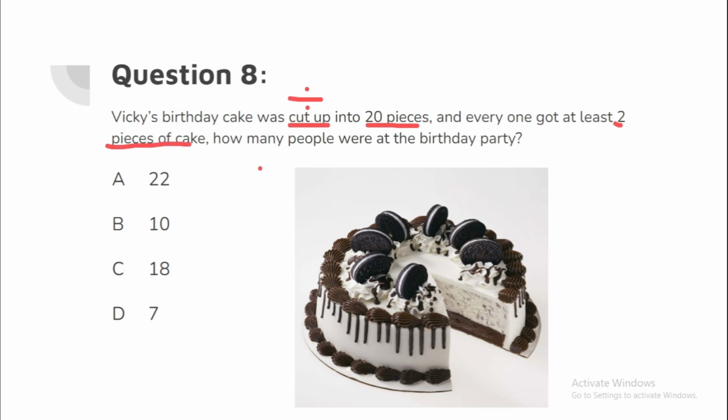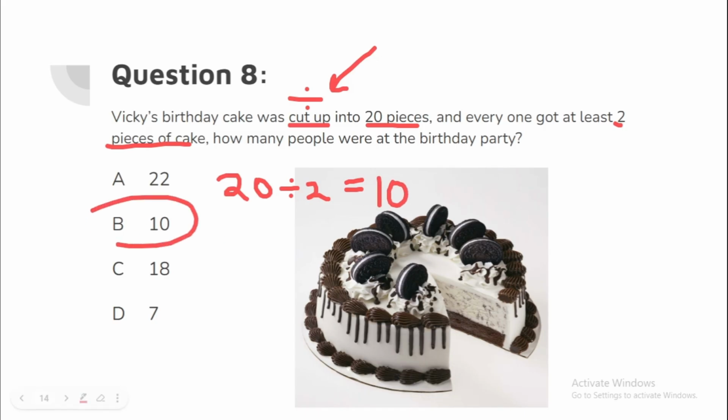Well, since we know there was 20 pieces and everyone got 2 pieces of cake, and we now know we have to do division, 20 divided by 2 is, that's right, 10. So the answer has to be 10.